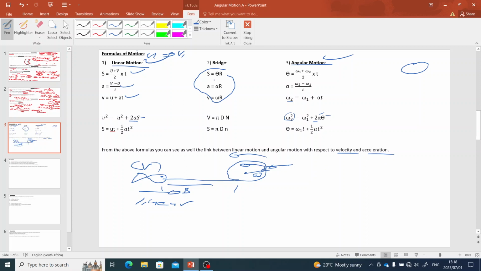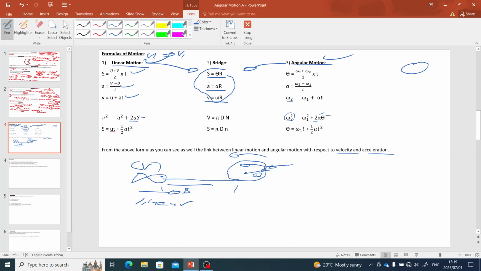Now that link, it is this formula. We call them the bridge formula. The bridge formula that bridges a linear motion and angular motion. It is that bridge, bridging the two concepts. Now you will be using these formulas as well to calculate whatever they want you to calculate.